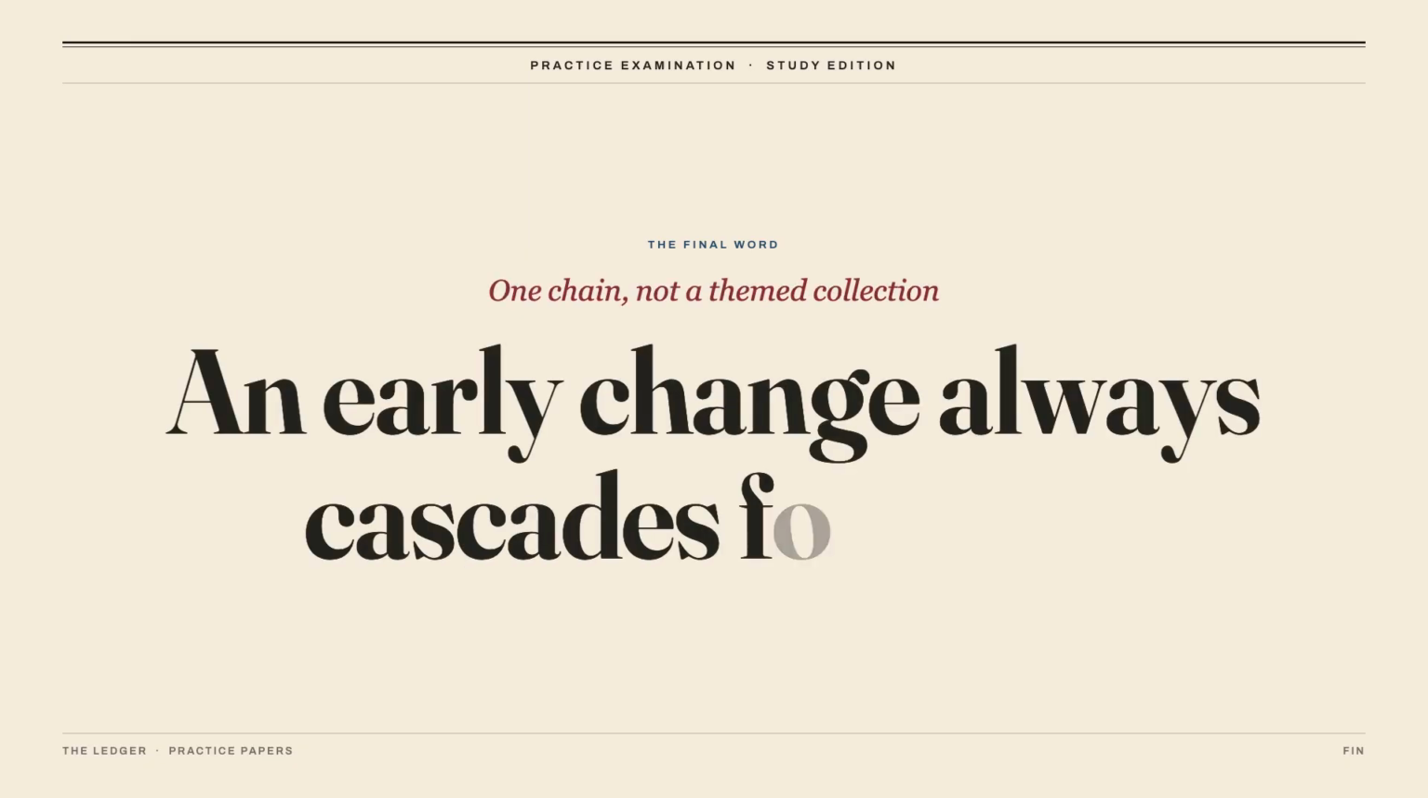Once you hold the strong meaning of interrelated, questions about what happens next stop being tricky. The finding simply flows forward into profitability, into the forecast, into the valuation, because that is what it means for one step's output to be another's input.